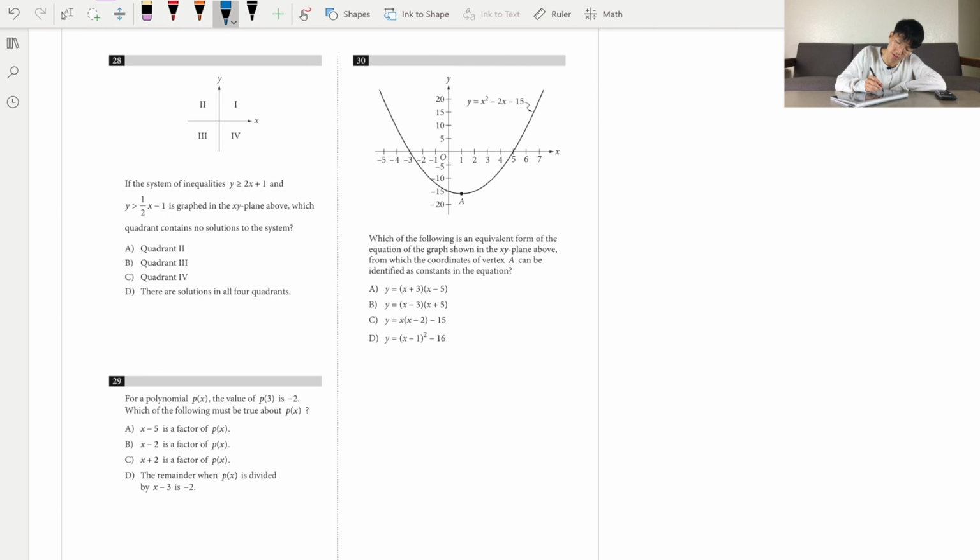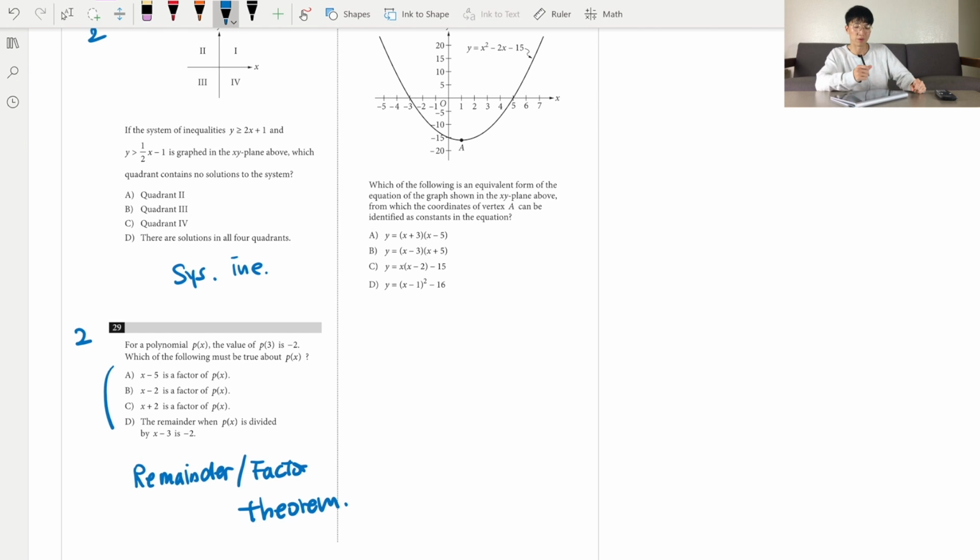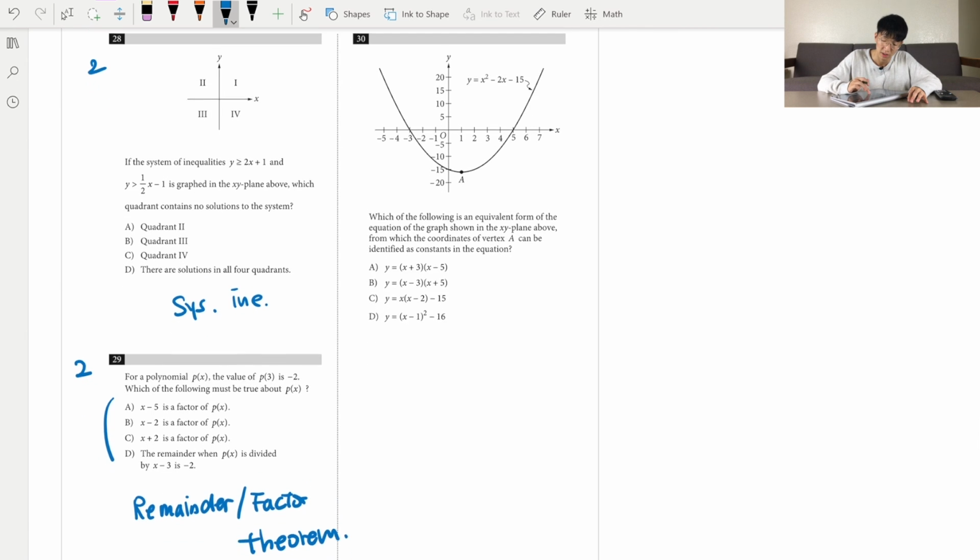28. I see linear inequality about the system. So it's a system of linear inequality. Difficulty level 2. Polynomial, whenever your keys look like this, this is either a remainder theorem or a factor theorem. Difficulty level 2. And once you know how to do these problems at least once, then this problem will become much easier.